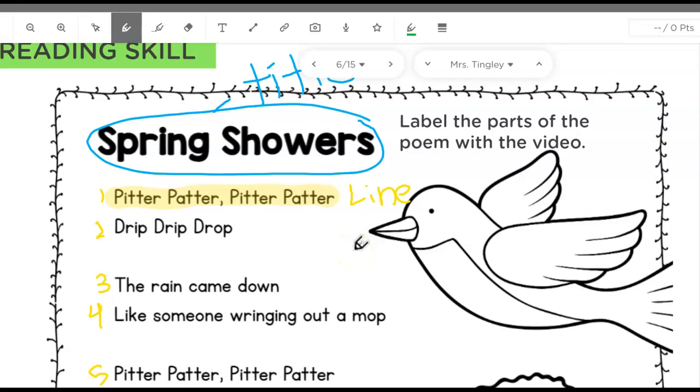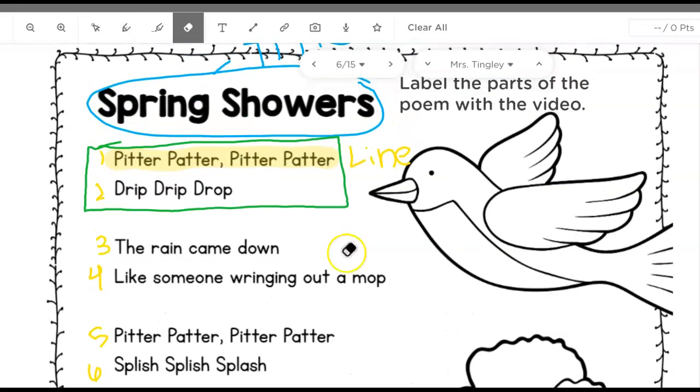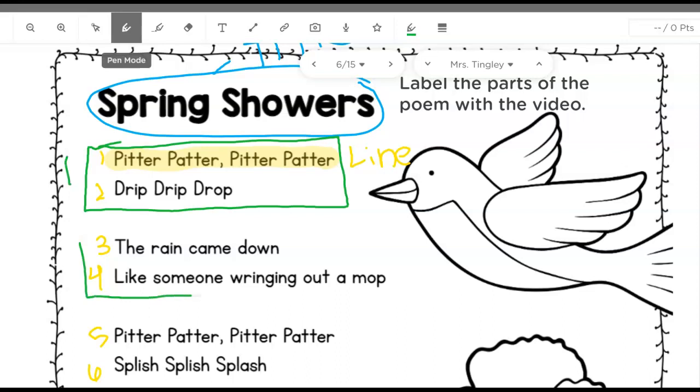The last one we're going to be talking about today is a stanza. A stanza is a group of lines. Box the first stanza. It's line 1 and line 2. Stanzas normally have the same number of lines in them. And you can see there is a space between stanzas. Let's count how many stanzas there are in this passage. We have 1. We'll box the second one.